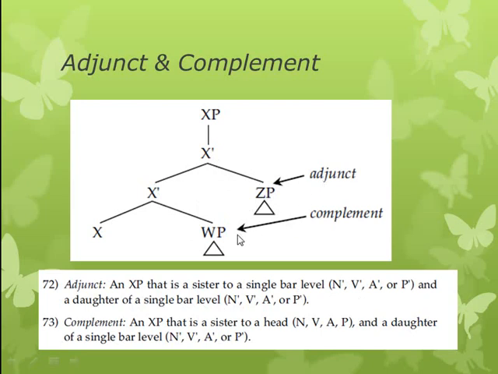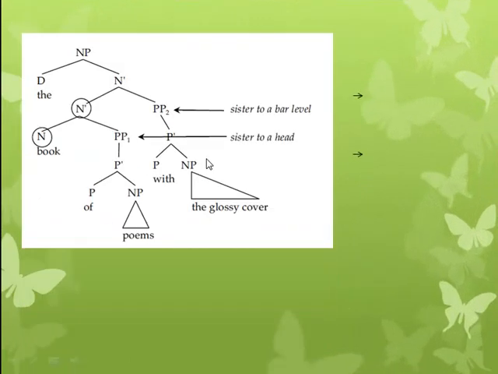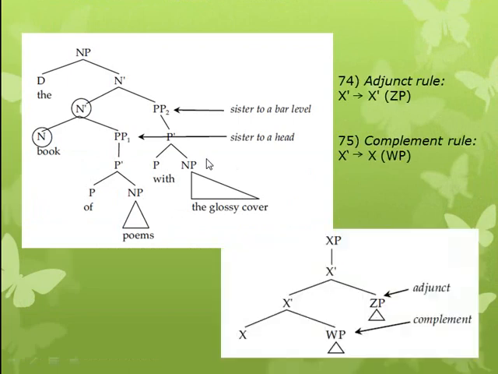But complement is an XP that is a sister to head and a daughter to a single bar. Kalau complement itu adalah XP atau YP yang merupakan sister to head and a daughter to X bar. Nah, itu bedanya. Jadi sister to head, daughter to X bar. Kalau adjunct, sister to X bar, daughter to X bar. Okay, so those are the notions of complement and adjunct. So when we have a look at this one, nah ini tadi ya.